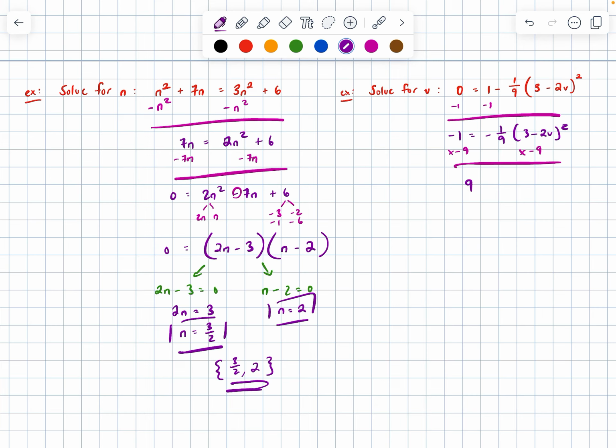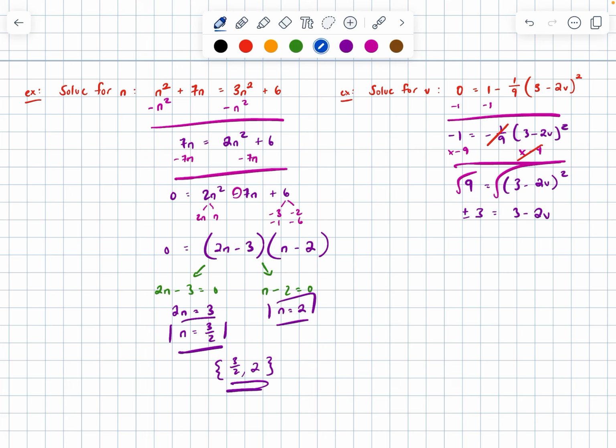Negative 1 times negative 9 is positive 9, and then on the right, I chose that strategically to get rid of that times negative 1/9. This is going to leave me with the 3 minus 2v squared. Once again, I want to get rid of all that stuff in the parentheses, but I can't until I take my square root. The square root of 9 is plus or minus 3, and then that leaves me with the 3 minus 2v on the right.